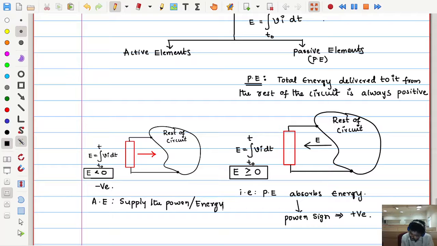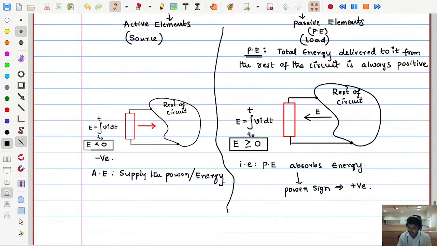So in simple words you can remember that the active element supplies the power, passive elements absorb the power. The element which has the nature of supplying the power we call a source, and the element which absorbs the power we call a load. So there are two categories of elements, the elements which supply the power and the elements which absorb the power. Clear?